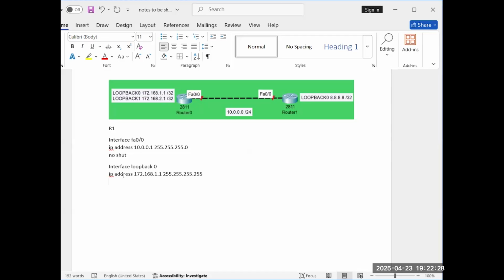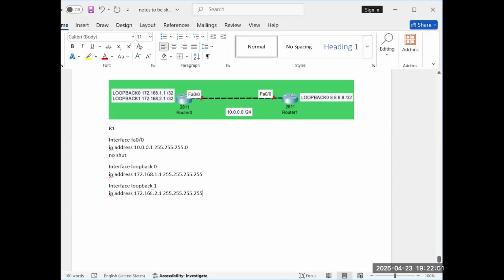And then another interface. This is all on router 1. Loopback 1, IP address 172.168.2.1.